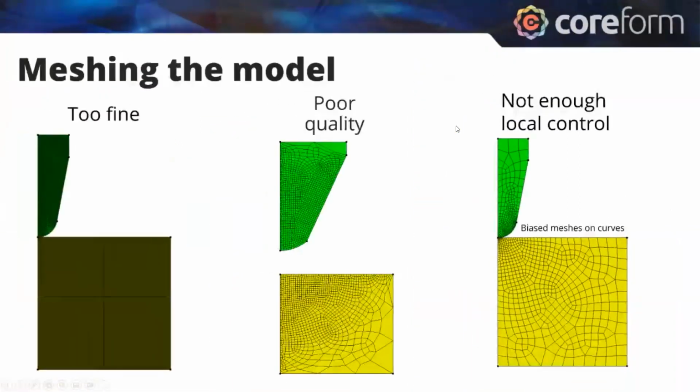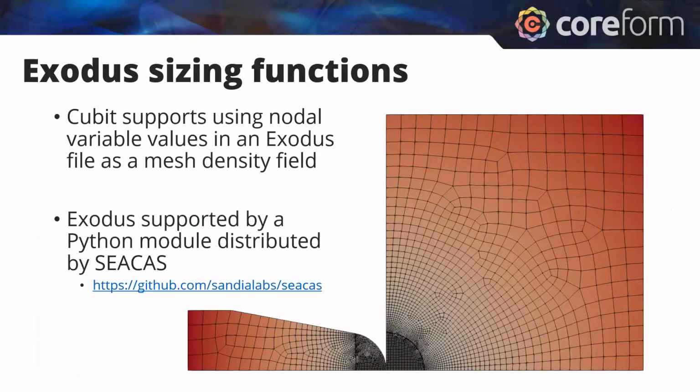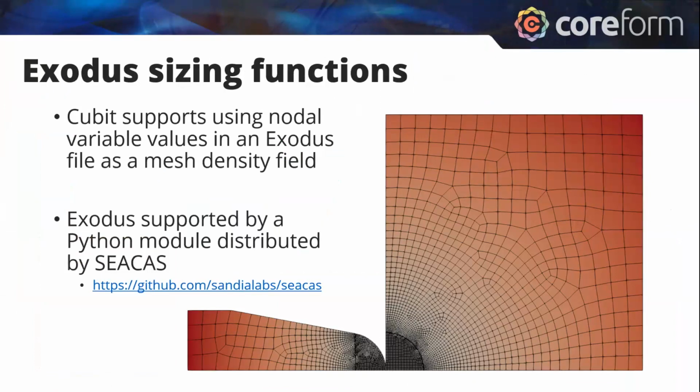And so this is one of the things that's unique with Cubit and the ecosystem around Cubit: the ability to use what are called sizing functions, specifically from the Exodus mesh files. Cubit was built around Exodus. It is the native mesh format for Cubit.